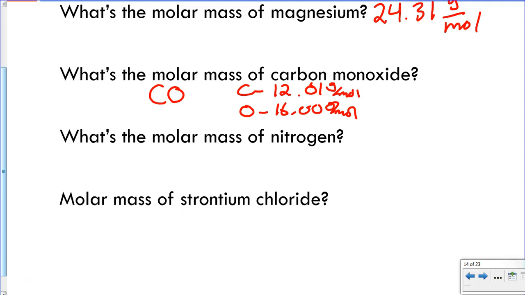All we need to do now is just add these two numbers together to give us our total molar mass. Okay? Or if you're a normal person, you can just add them like that. Whatever. So what we end up seeing here is a total of 28.01 grams per mole. Awesome. Okay, next one. What's the molar mass of nitrogen?